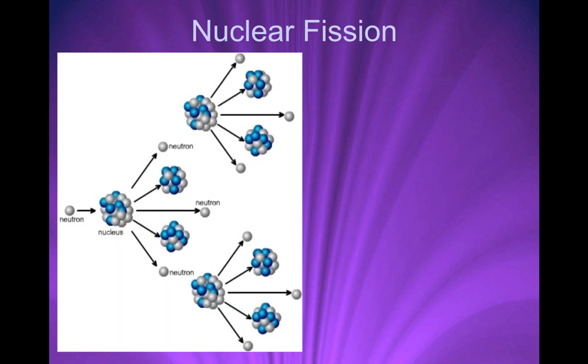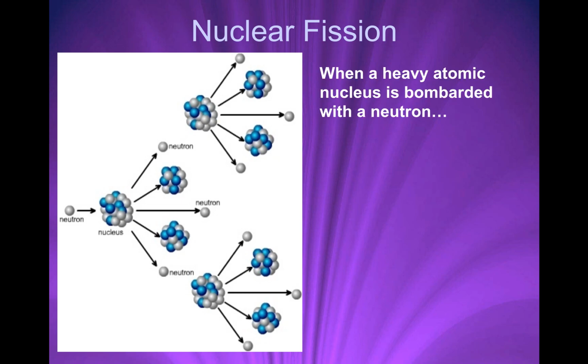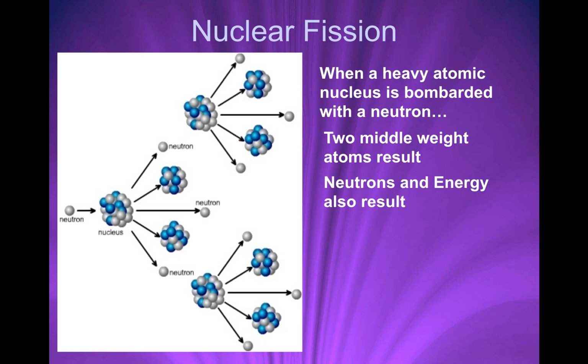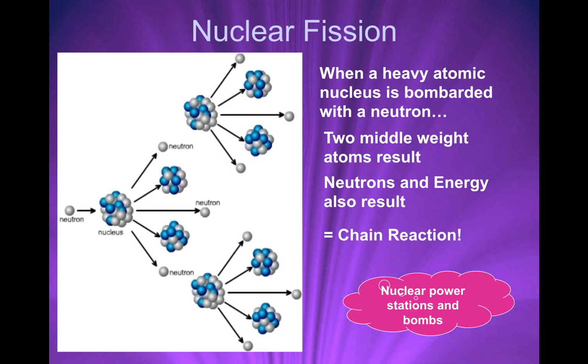Here's an example of a chain reaction. The neutron hits the nucleus of one atom, which breaks into two daughter nuclei and forms three neutrons. And those three neutrons go on to cause fission in other nuclei. When heavy atomic nuclei are bombarded with a neutron, two middleweight atoms result. Neutrons and energy also result, and that is a chain reaction. This is used in nuclear power stations and bombs.